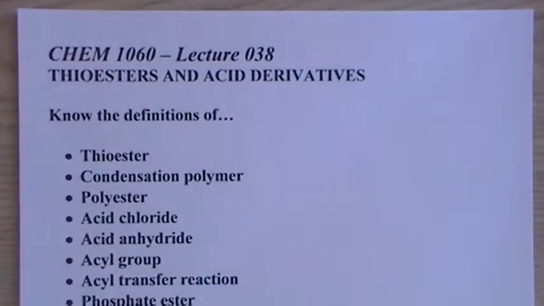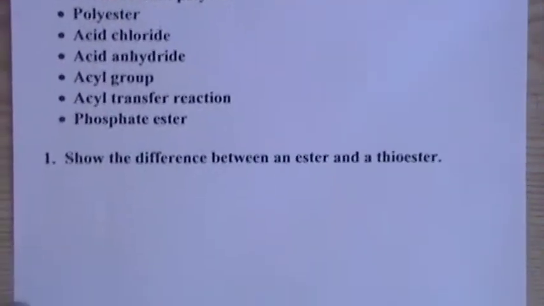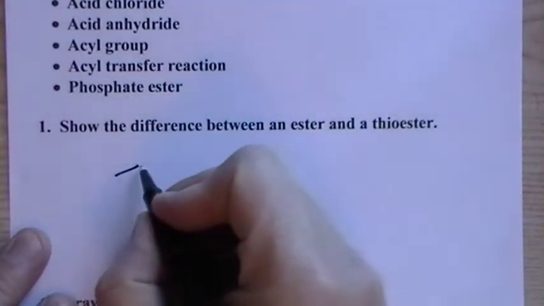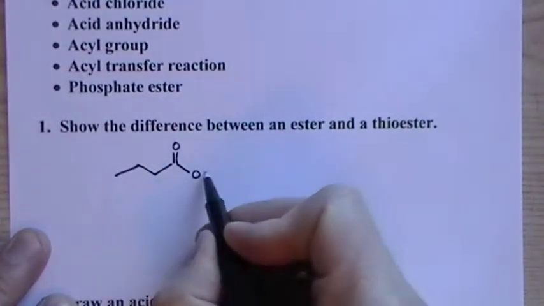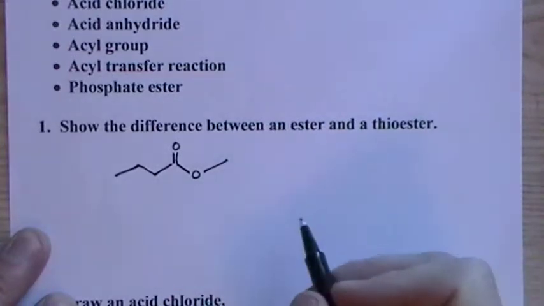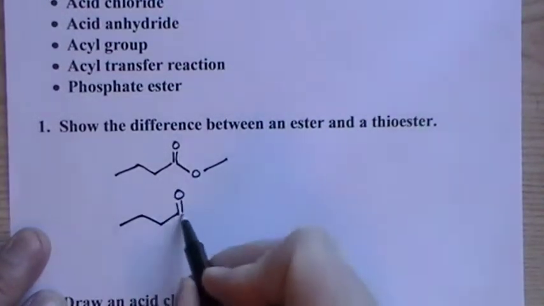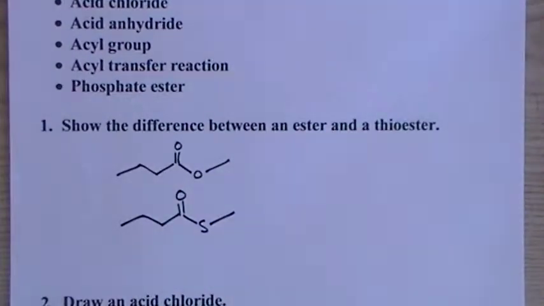Okay, thioesters and acid derivatives. So show the difference between an ester and a thioester. So here's our ester. I'm just taking one at random. And then the thioester is the removal of that one oxygen, replacing it with a sulfur.